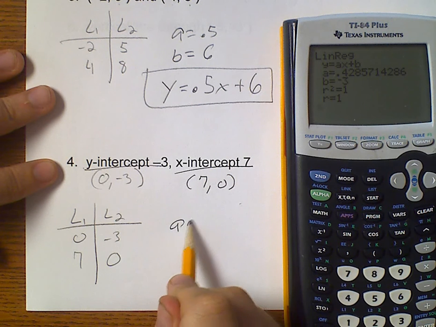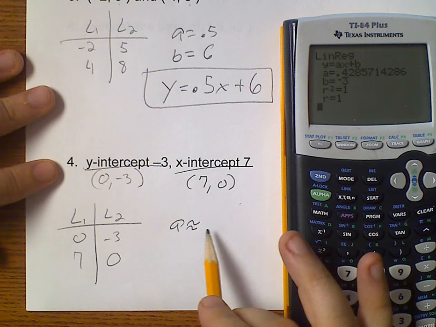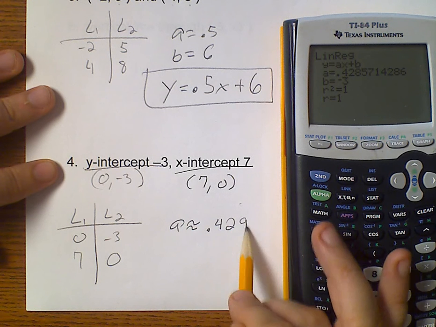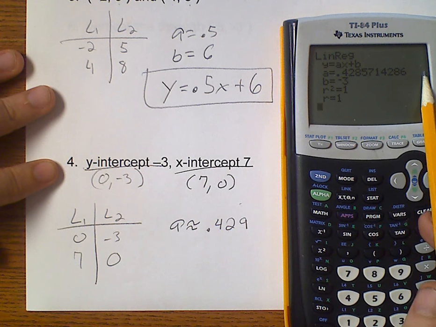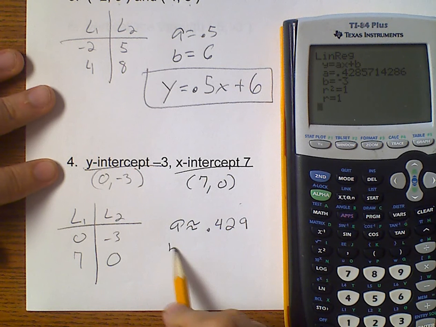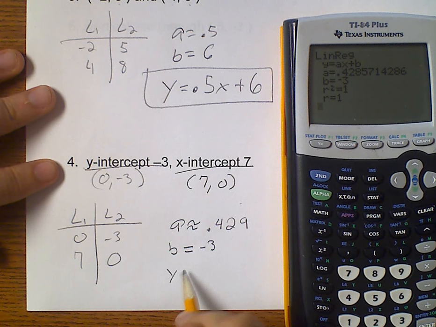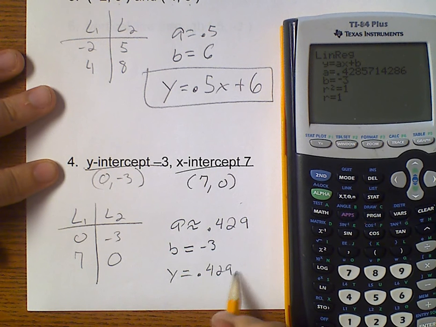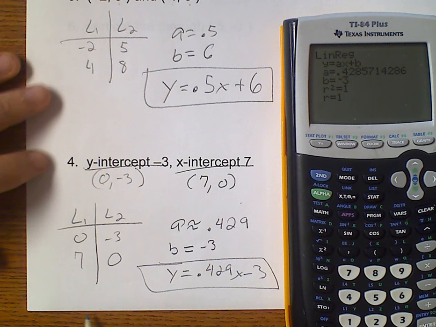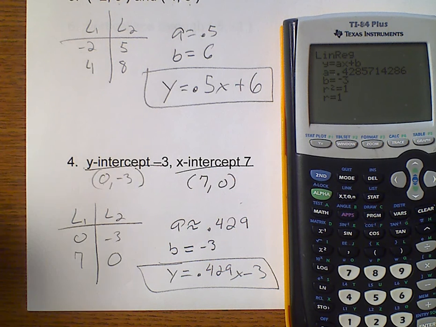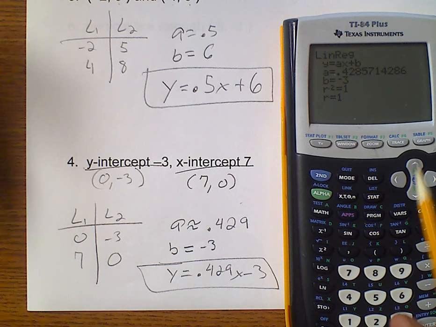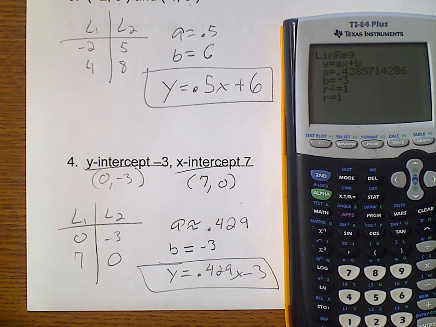A is approximately 0.429, because I get a very long number right here, and b is -3. So y equals 0.429x minus 3. This is probably a fraction. In fact, I know it's a fraction. However, I don't know which fraction that is off the top of my head, so I will accept a rounded answer on here. But ideally, you'd want to find out what the fraction was.